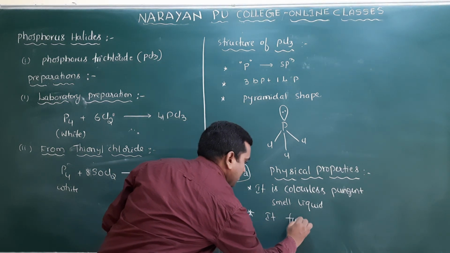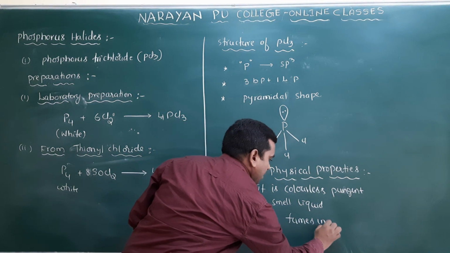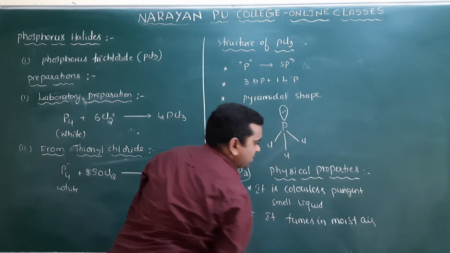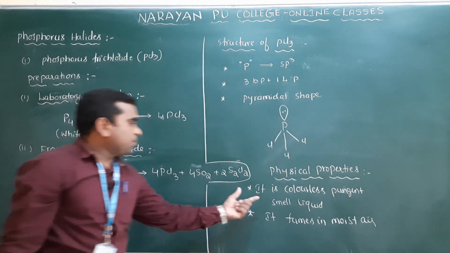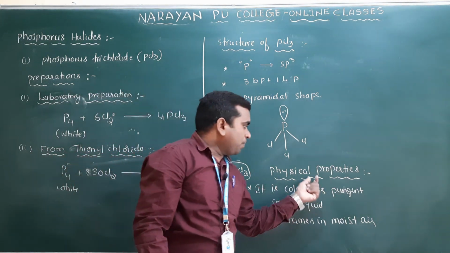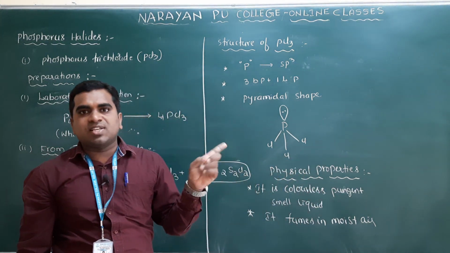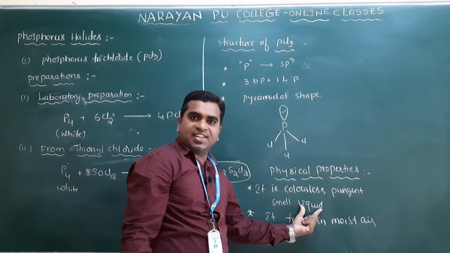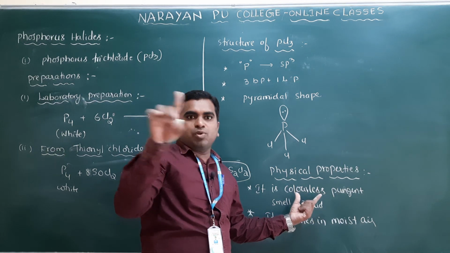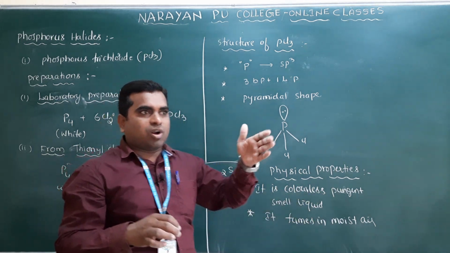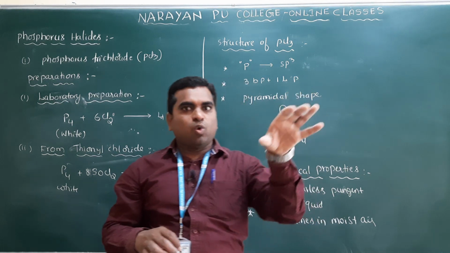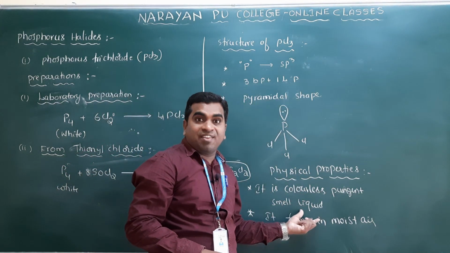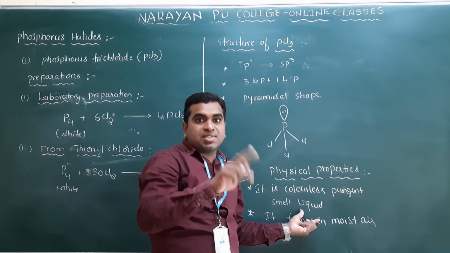It fumes in moist air. And these are the liquid. It is important. PCl5 is a solid, yellow color solid. PCl3 is a liquid, an oily liquid. Clear? So whenever some questions are there, they will say one compound is reacted with chlorine and it gives an oily liquid. Clear? If they have given a liquid, that compound is PCl3.